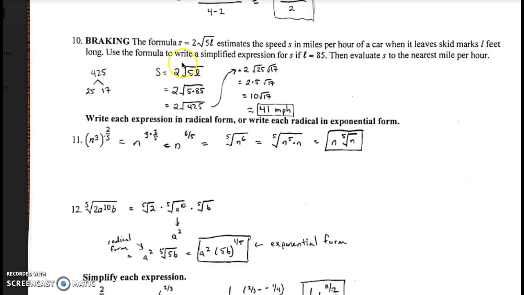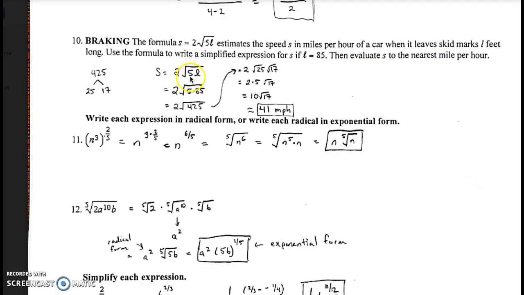Question 10, now we've got a word problem, but it's not a difficult word problem. It says the formula S equals 2 times the square root of 5L estimates the speed S in miles per hour of a car when it leaves skid marks L feet long. Use the formula to write a simplified expression for S if L equals 85, and then evaluate S to the nearest mile per hour.